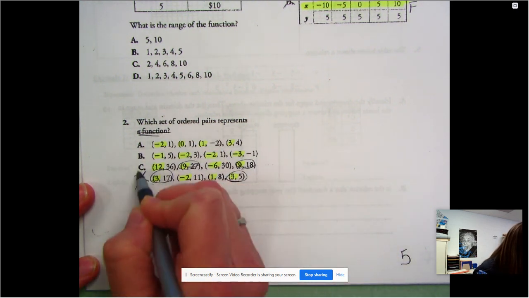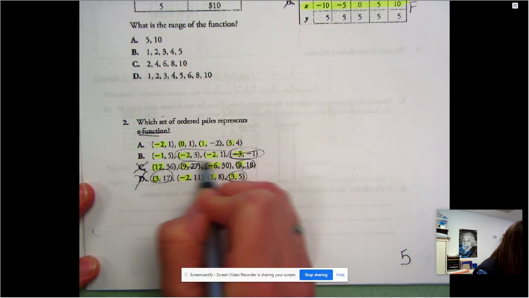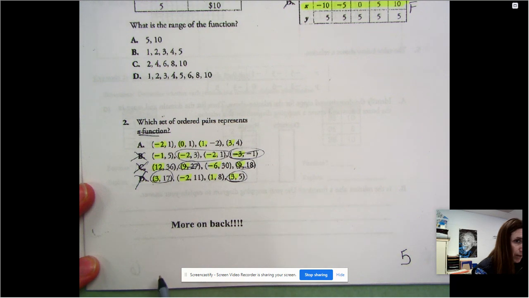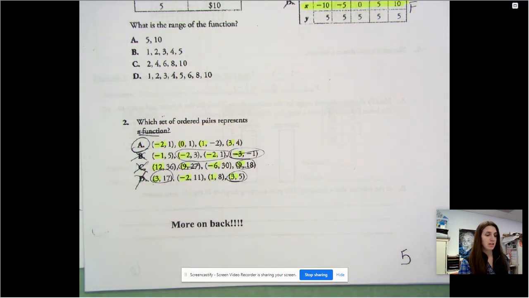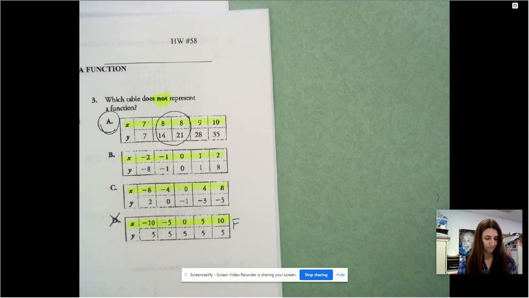9 and 9 repeat here, so that's not a function. No, it wasn't -3 repeating, it was -2. That's not a function. So letter A was our function because every input had only one output. We're going to skip the range here. We're going to move on to the next page.